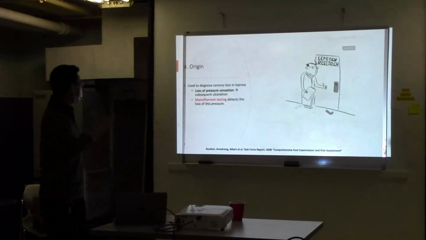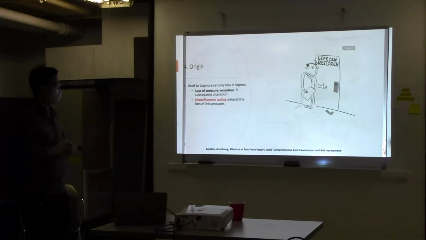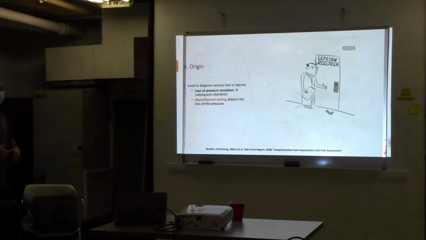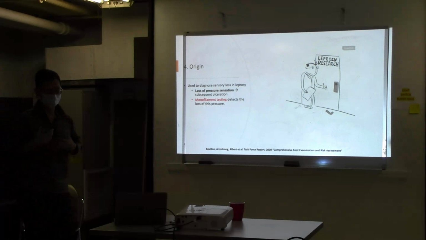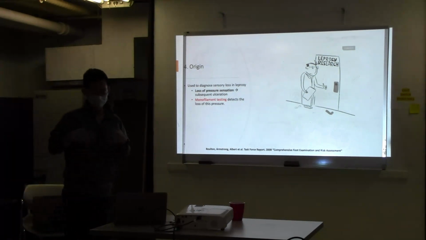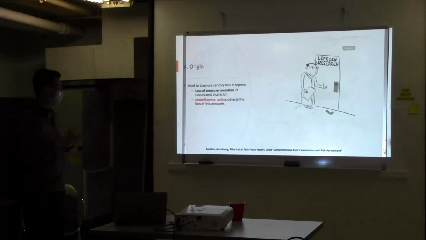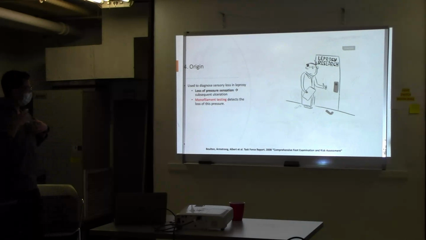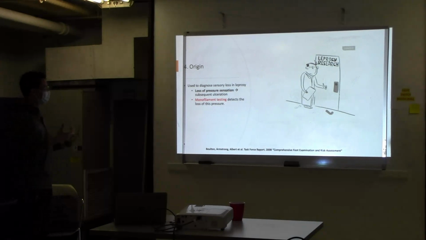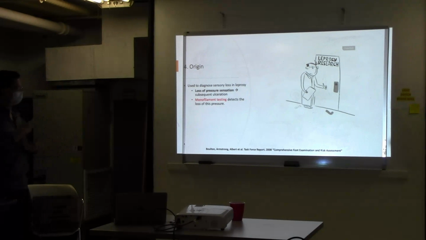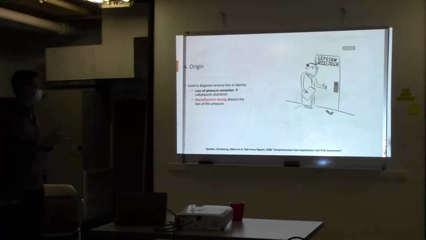So where's the origin of the monofilament test? You guys see it? Okay. They started with diagnosing the sensory loss of leprosy patients. Leprosy is basically caused by a slow-growing bacteria known as Mycobacterium leprae, which affects the skin, nerves, and other organs. We used the monofilament test for that, to find out the loss of pressure sensation, because it leads to subsequent ulceration. That's why the monofilament test detects the loss of pressure.